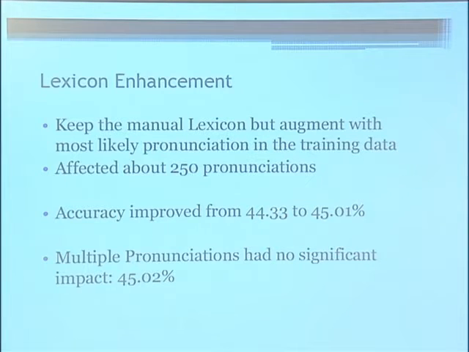Our baseline was 44.3 something, which improved to 45 if we use this method, using the whole lexicon that we have, but just augment a few more pronunciations. Now, if we introduce the concept of multiple pronunciations for the new pronunciations we added, with pronunciation probabilities and all that, that had a very little impact, just increasing it by another 0.01 to 45.02.